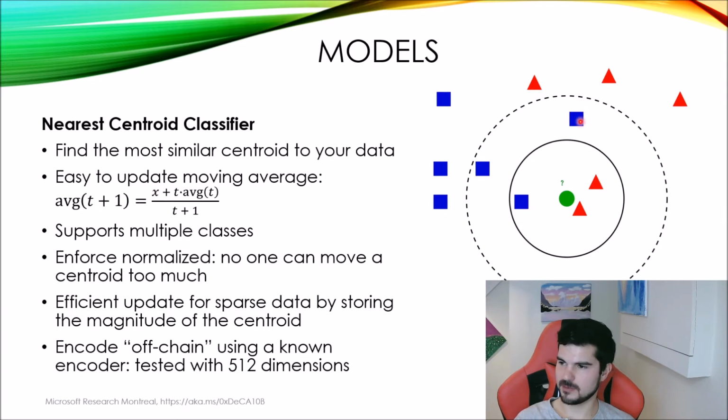So how does this classifier work? Imagine you have a bunch of blue squares here of one class and red triangles of another class, and you get a new point. You want to see which class it could be, so you compute the average for each class of the centroid. You see which one's closer. Here in this case it's closer to the red triangle, so we would label it as such. This one's interesting because you can do an encoding off-chain like I talked about before, and then use this as a classifier for fine-tuning, and you can even do that with 512 dimensions, and it can be done in one transaction in Ethereum. It will not go over gas costs.